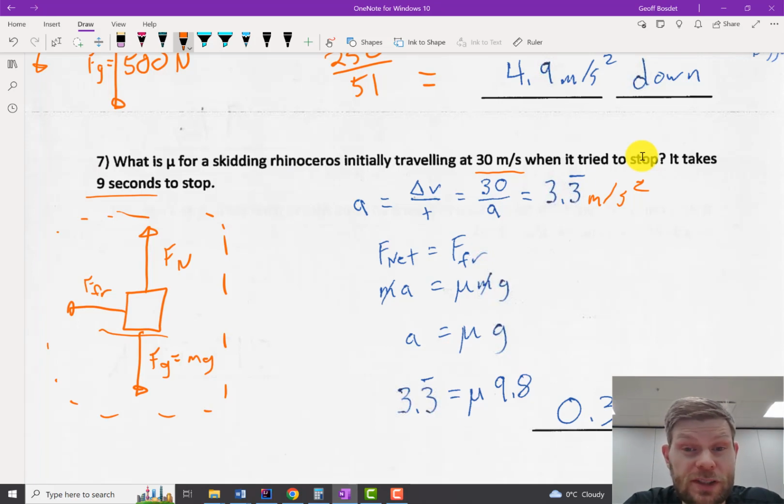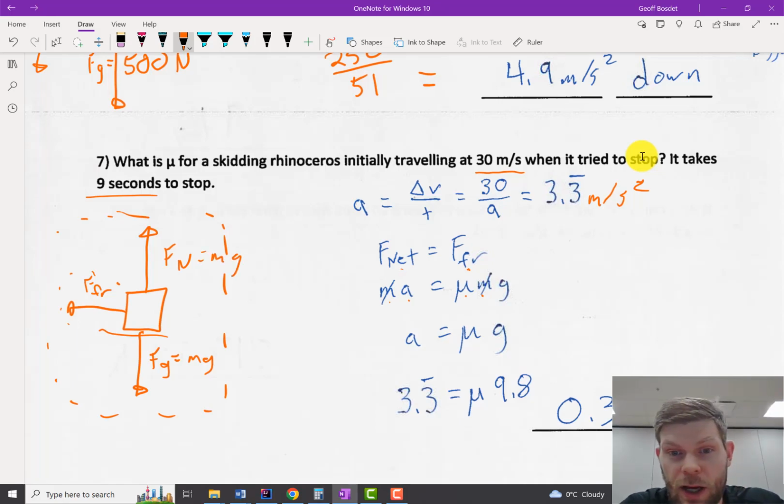Your net force is equal to your force of friction. Net force is your uncanceled force. It's who wins by how much. Friction wins by all of itself in this tug of war here. So net force equals force of friction. Net force is just m times a, and force of friction is mu Fn, in this case, Fn being equal and opposite to mg.